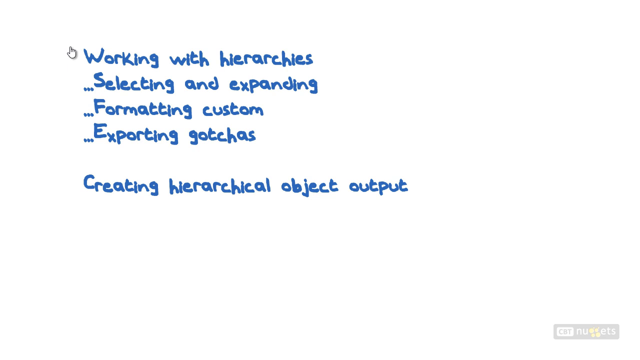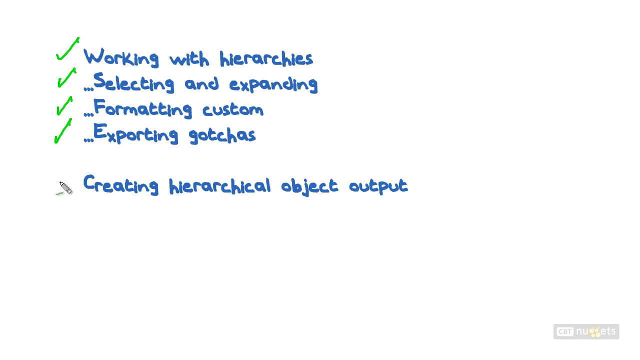So now you've got an idea of how to work with hierarchical object output. You know how to use select object and its expand property parameter to expand the hierarchy, how to use format custom to view it, and you've seen a few of the gotchas that get involved when you're exporting information that contains hierarchies. Sometimes commands like export CSV and export CLI XML just can't break into the hierarchy. They can't dig into it and create the hierarchy, which means you actually lose some fidelity. You lose some data when you export to those formats.